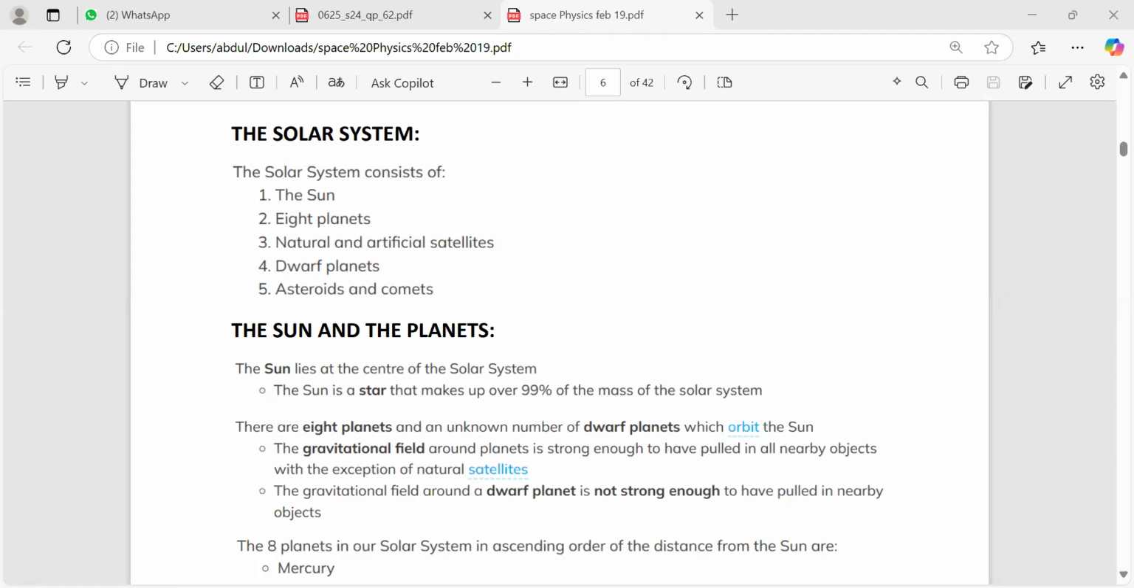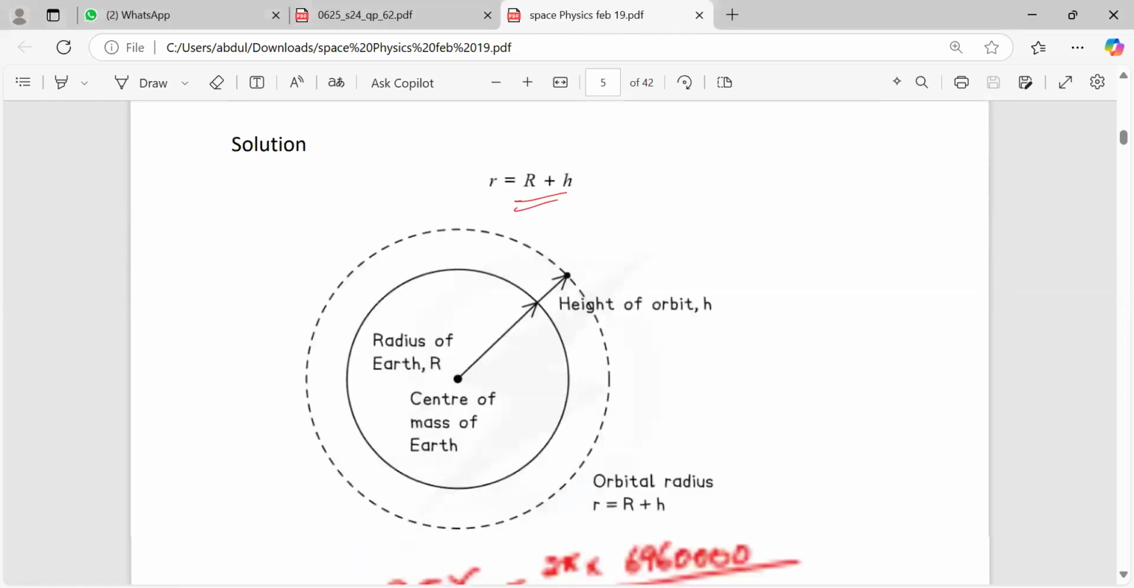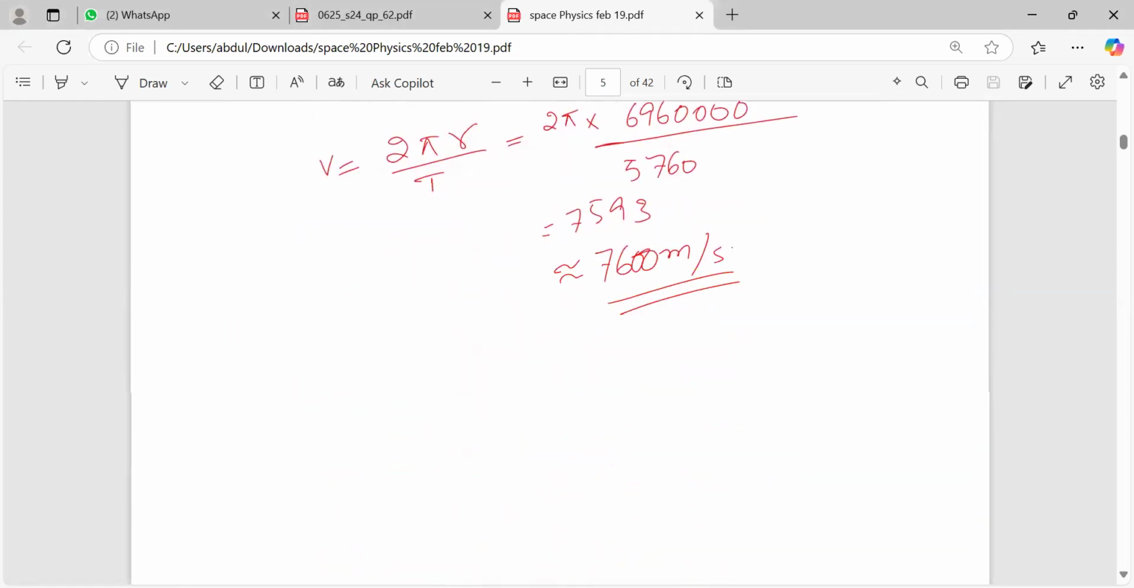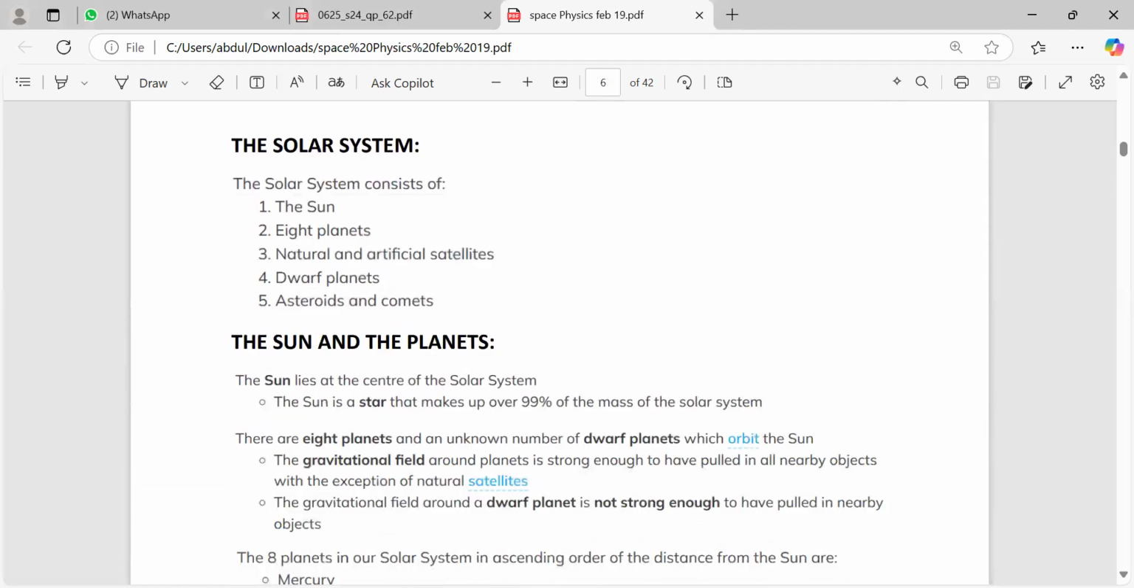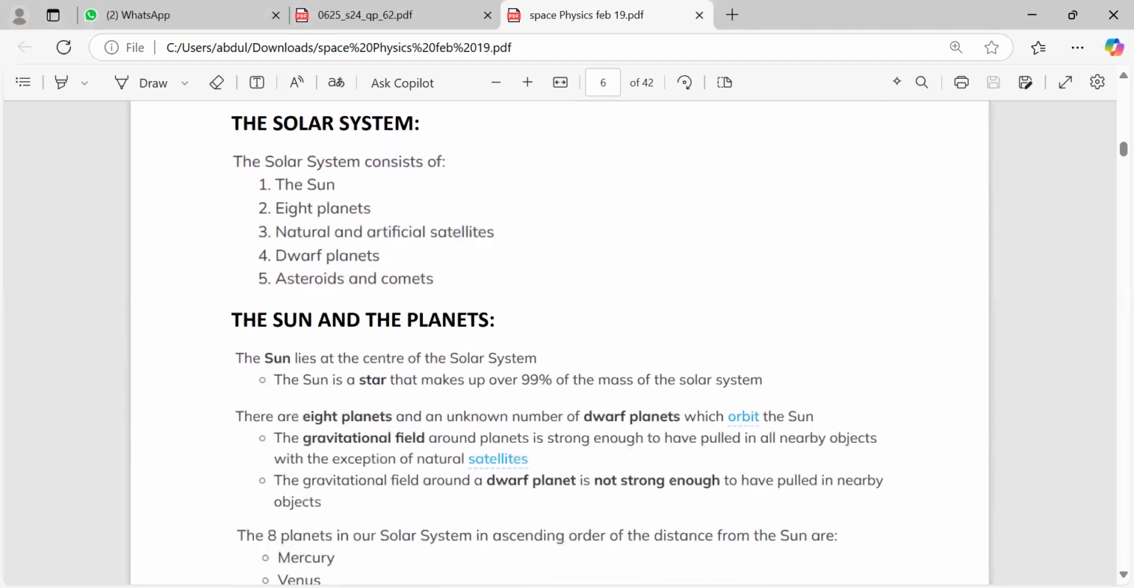Okay, my dear friends. So, space physics is the topic which we are discussing. And we will be talking about the solar system, because the last topic was about orbital velocity, and many questions are there which we can solve on this orbital velocity.